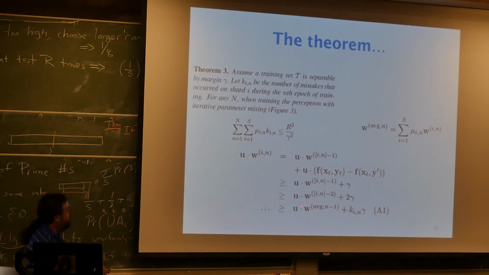So this weight vector, which is the last average point, okay? And then we're updating, and then the number of gammas we add onto that is the number of mistakes we make in that shard. All right. So this isn't surprising.